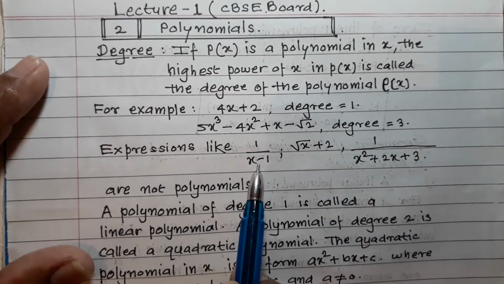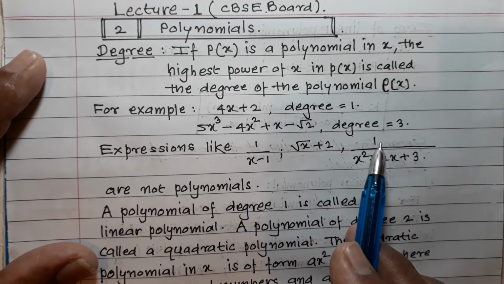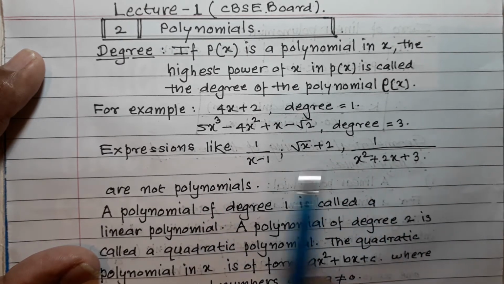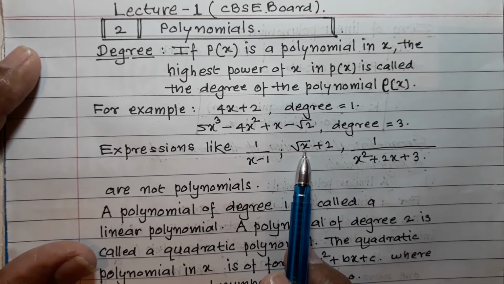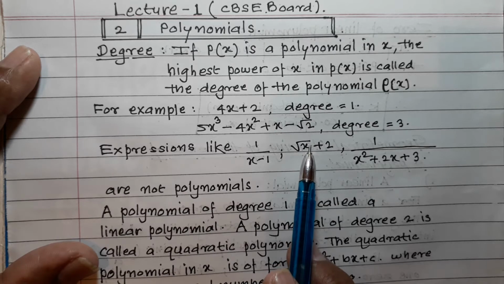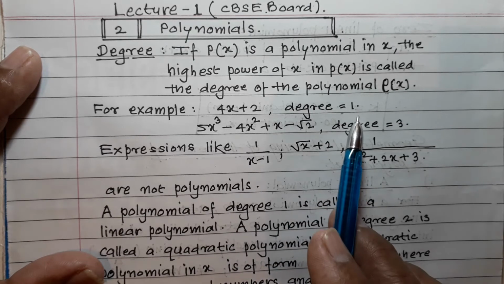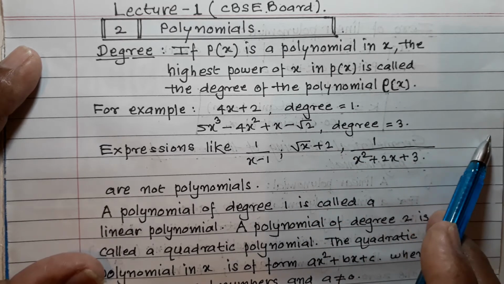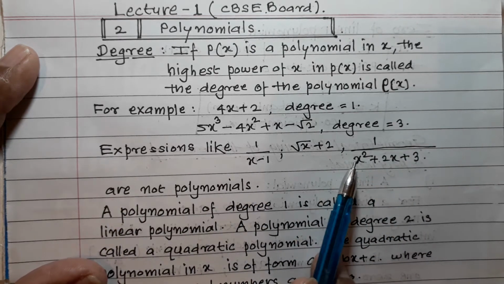Expressions like 1 upon x minus 1, root x plus 2, or 1 upon x square plus 2x plus 3, all these are not polynomials. In this case, the degree of x is equal to 1 upon 2, so it is a fraction, a rational number. The degree should be a whole number: 0, 1, 2, 3, like that. So these expressions are not polynomials.